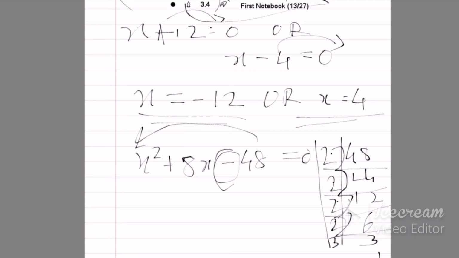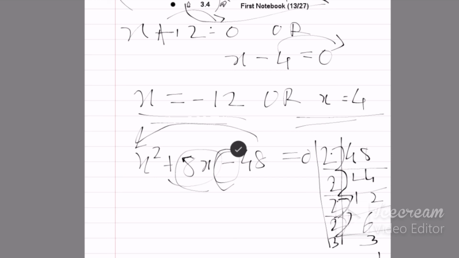And 3 into 2 into 2, which is 6 into 2, is 12. So if we add these two numbers, we will get 16. If we subtract these numbers, we will get 8 as the number, right? And we want 8 in between here, as well as we need a plus sign.